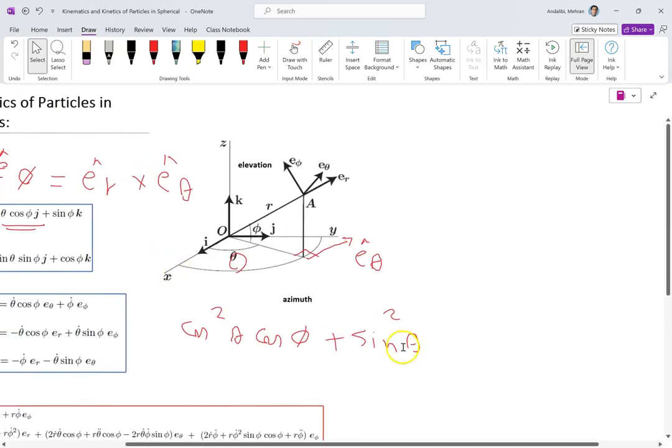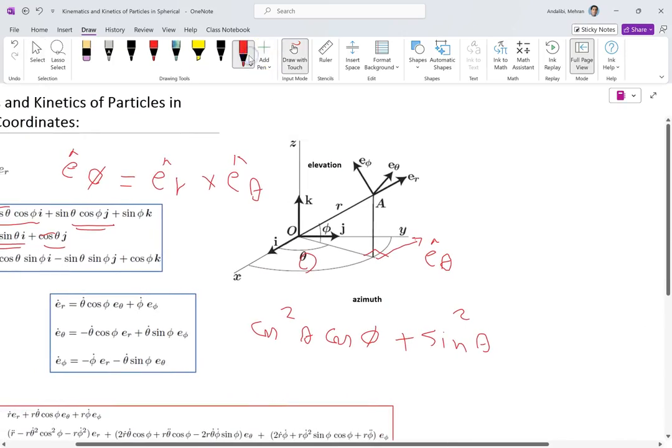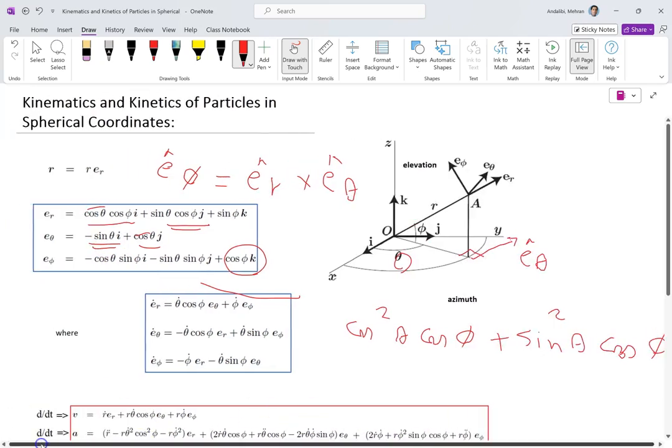And clearly, if you factor out cosine phi between these two terms, you can see that sine squared plus cosine squared becomes 1. So the result is simply equal to cosine of phi, which is this guy. So you see, clearly you can get these three vectors. So this decomposition is absolutely correct, these three vectors as we showed.